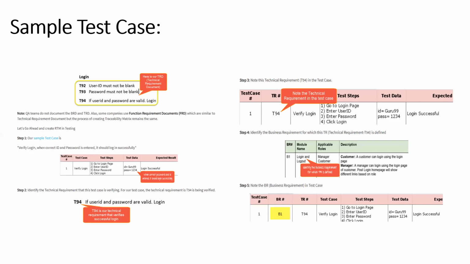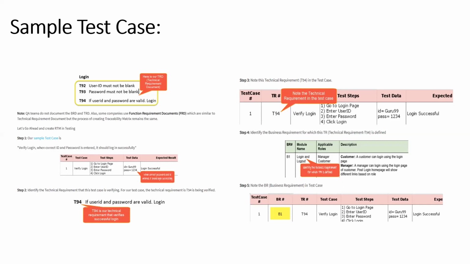Now, if the bot is trying to log into an application, what could be the test cases? What could be the steps? So the bot would need a user ID, the bot would need a password, and if user ID and password are valid, the bot will log in. So if you see at the very top of the screen, it says login.